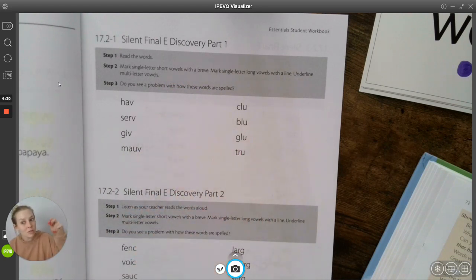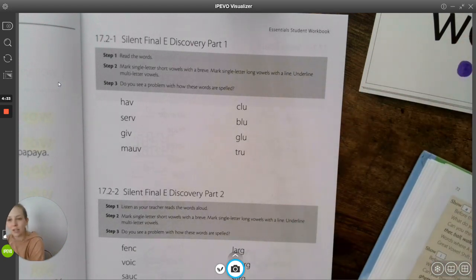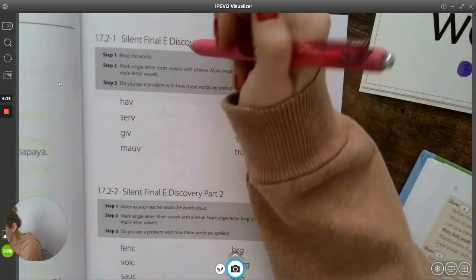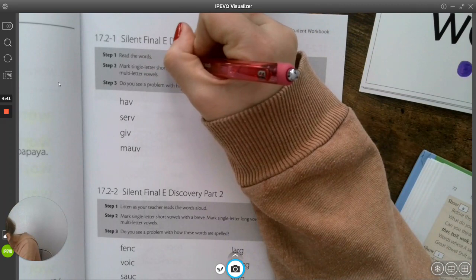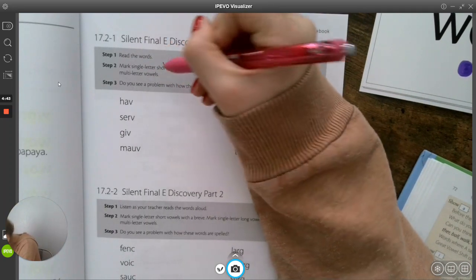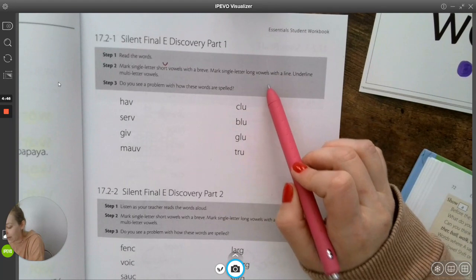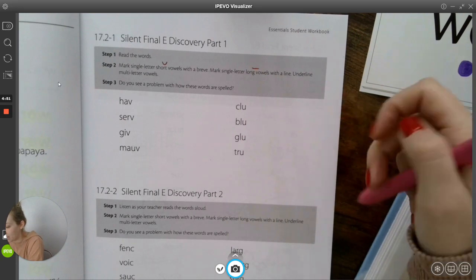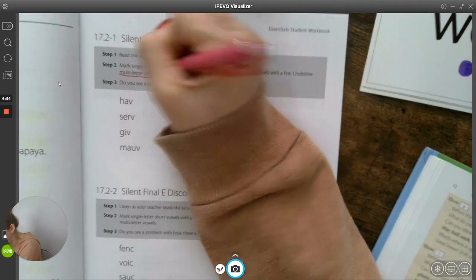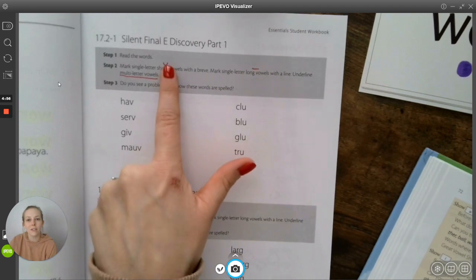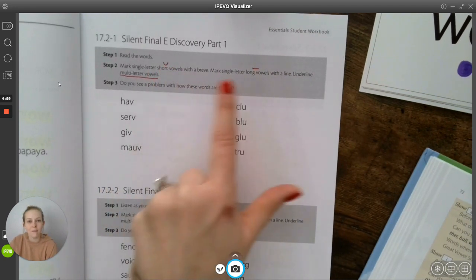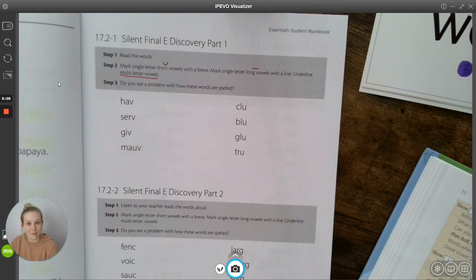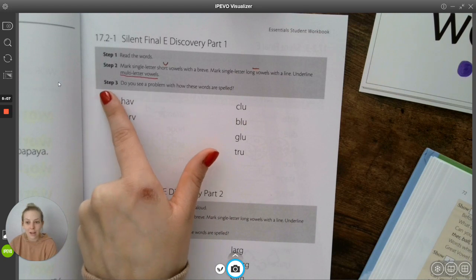I'm going to make some little notes for myself, some annotations, so that I can remember to do this. So mark single letter short vowels with a breve. I'm going to do that over here. Mark single letter long vowels with a line, a macron. And then underline multi-letter vowels. So single letter short vowels, breve; single letter long, macron; underline multi-letter vowels. And then step 3, sorry, I have the hiccups.